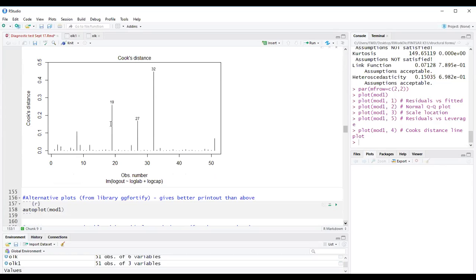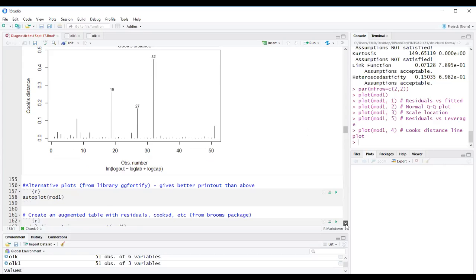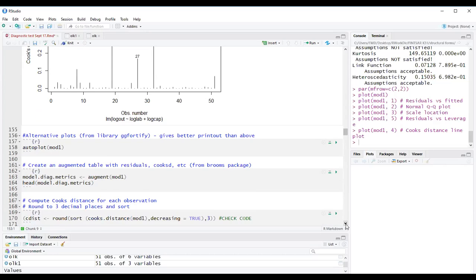Okay. So mamaya i-determine natin kung influential ba si 32, si 19, si 27. Si 8, nawala. Tingnan nyo guys, si 8 kanina outlier siya, no? Pero hindi siya influential. So that can happen. It doesn't mean na pag outlier siya ay masama na. Depende yun sa influence yung tinitingnan natin diyan.